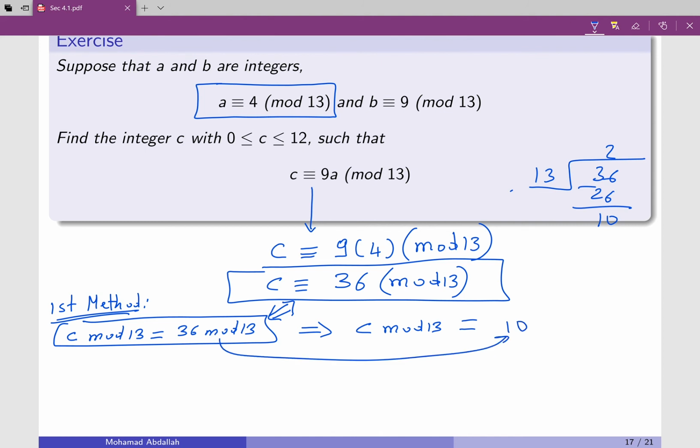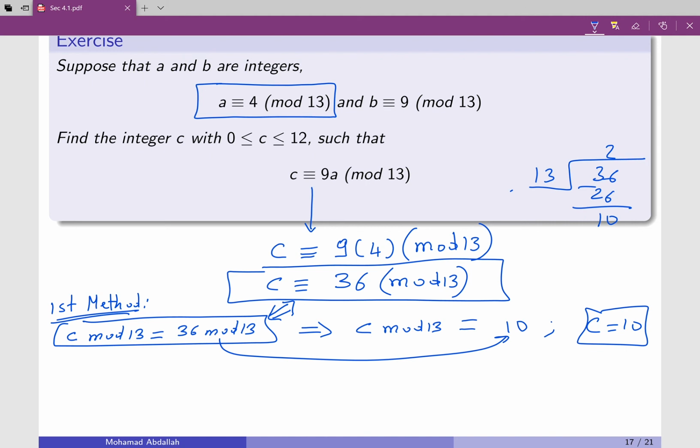So I want a number C between 0 and 12, and when I divide this number by 13, I get 10. The only possibility is 10. So here you choose C equal 10, because 10 mod 13 is 10, and now that would be satisfied. You can check it: 10 is congruent to 9 times 4 mod 13, that's going to be the same.